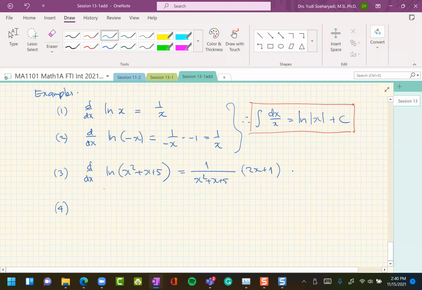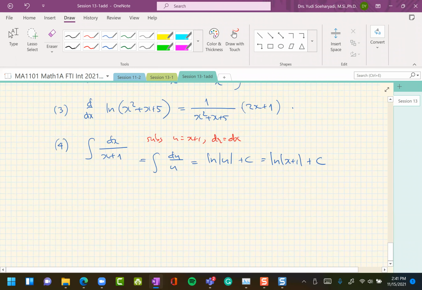All right. What about this one now? We use this integral formula. The integral of dx over x plus 1. Okay, using substitutions, u equals x plus 1, du equals dx. So this becomes the integral of du over u. So this is ln of u. Ln of x plus 1.